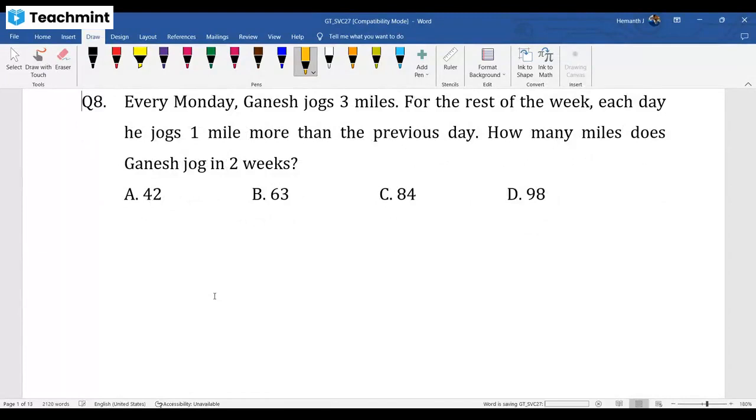Every Monday, Ganesh jogs 3 miles. For the rest of the week, each day he jogs 1 mile more than the previous day. How many miles does Ganesh jog in 2 weeks? See, some basic questions like this. Every set, that's what I am telling you, my dear friends, they are giving like this.